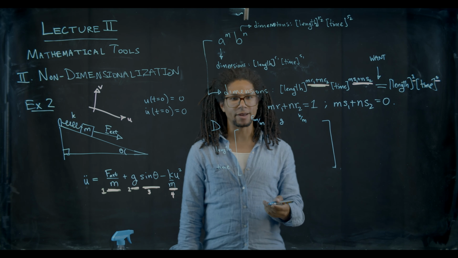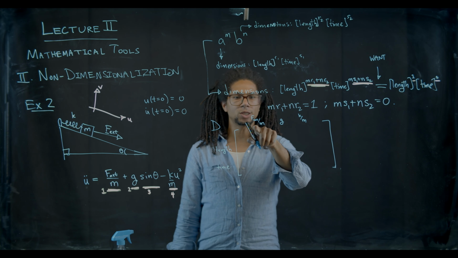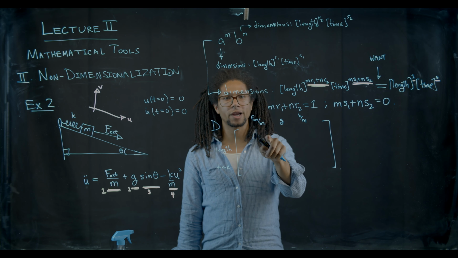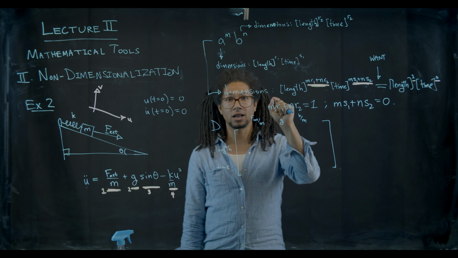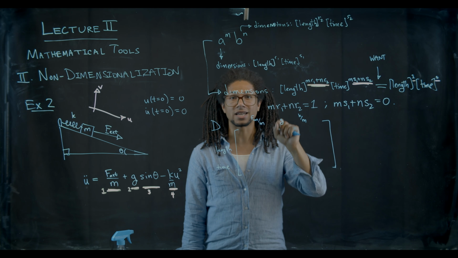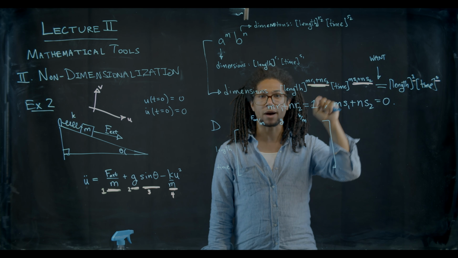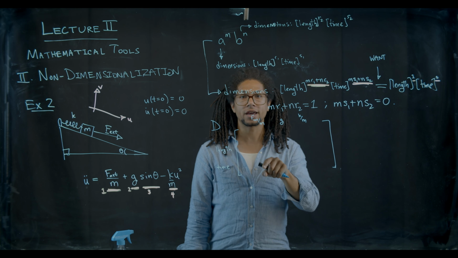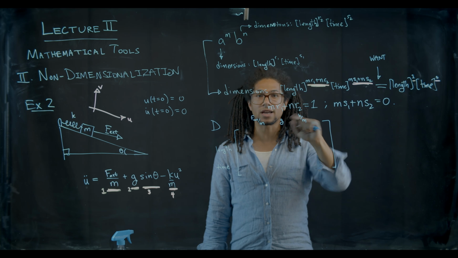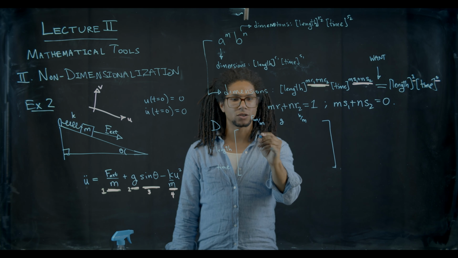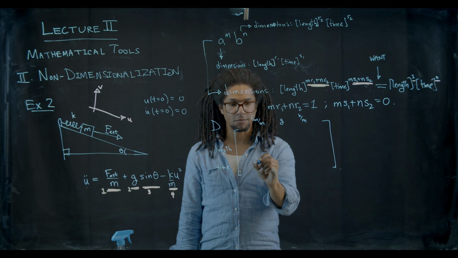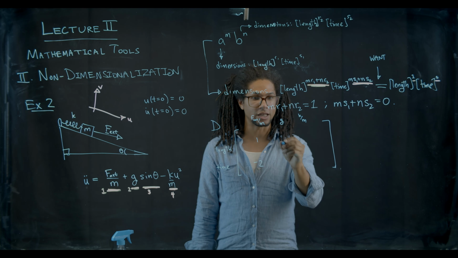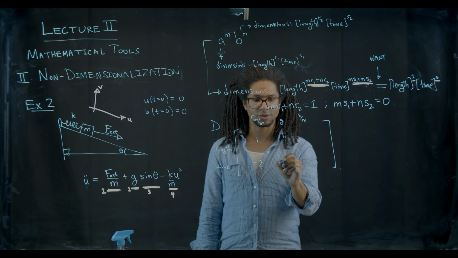Now, what are all of the dimensions of these things? The dimensions of f external over m are acceleration. So acceleration is given by length divided by time squared, or length times time to the minus 2. The rule is I'm going to go down this column and fill in what the exponent of length and time is in my constant. So I have length times time to the minus 2. Good. G also is acceleration. So I have length times time to the minus 2.